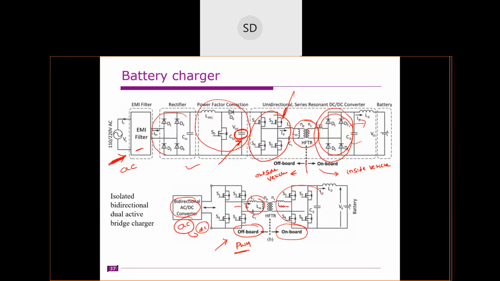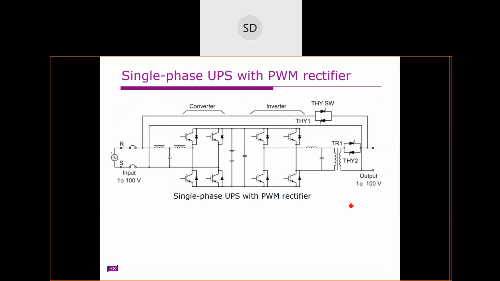So this is an isolated bidirectional charger. This topology is known as the dual active bridge. Maybe we'll discuss it in later classes.